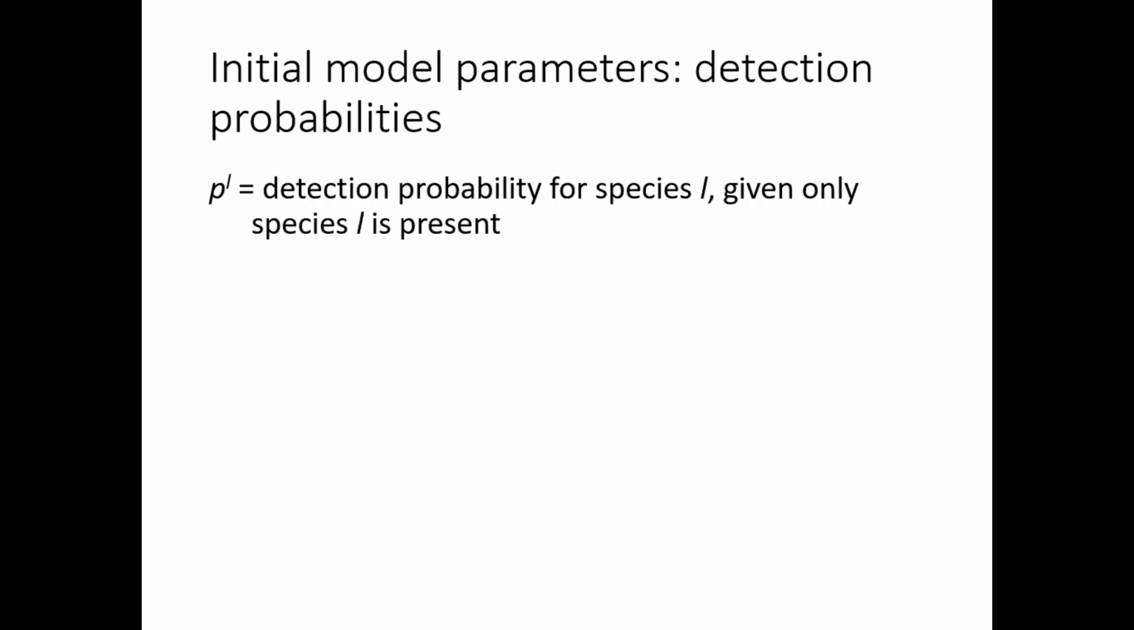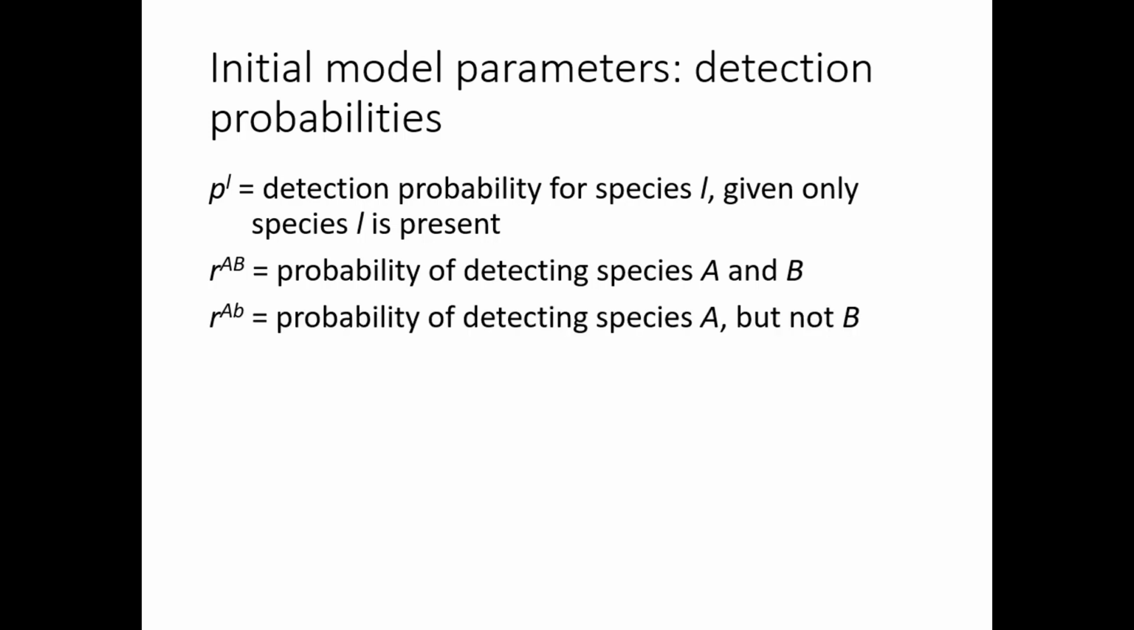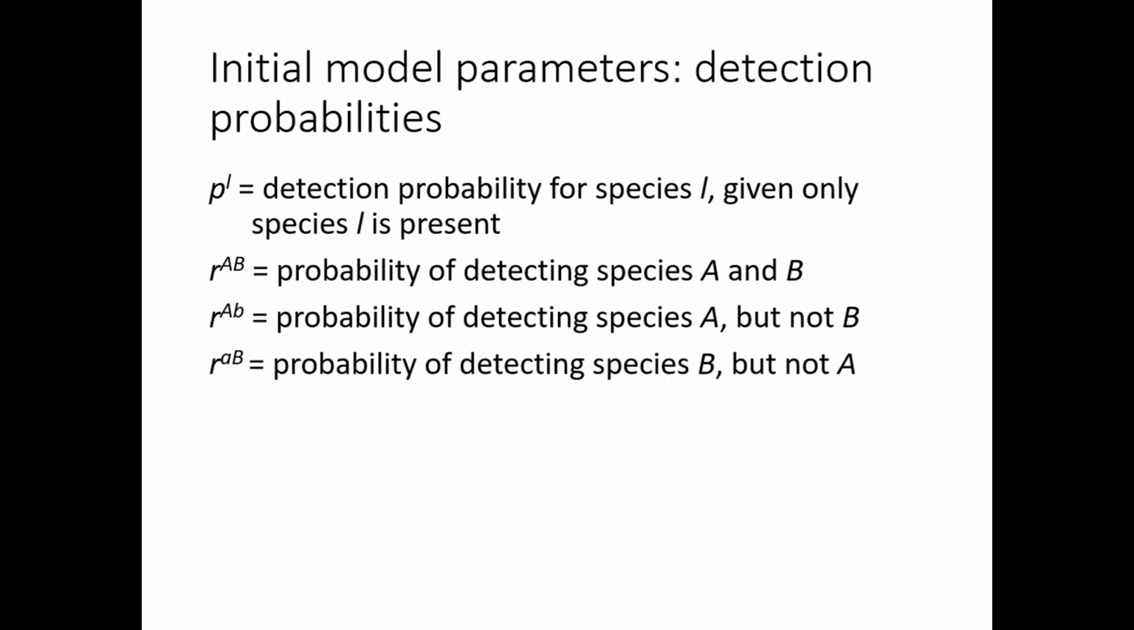Now let's go over the detection parameters. pL is the detection for species L given only species L is present. R capital A capital B is the probability of detecting species A and B. R capital A lowercase b is the probability of detecting species A but not B. R lowercase a capital B is the probability of detecting species B but not A. And R lowercase a lowercase b is the probability of detecting neither species.